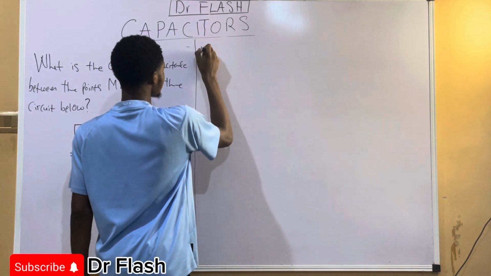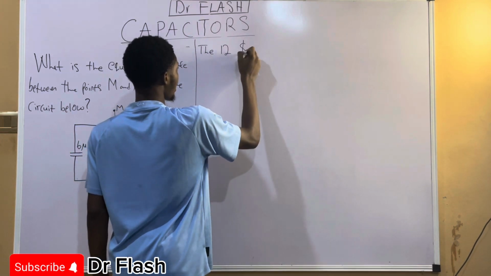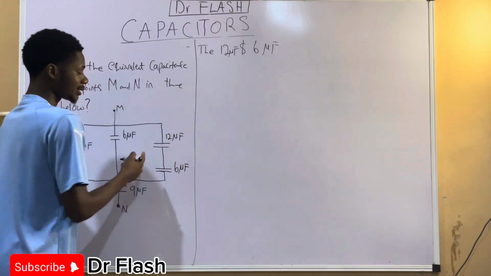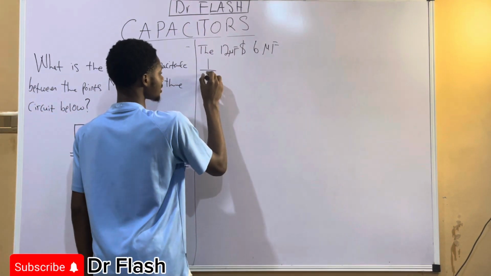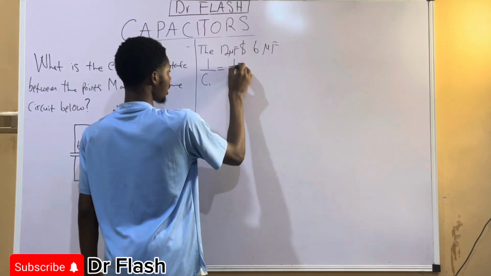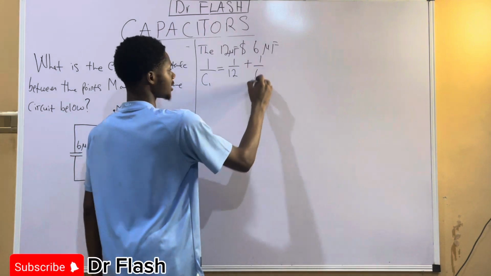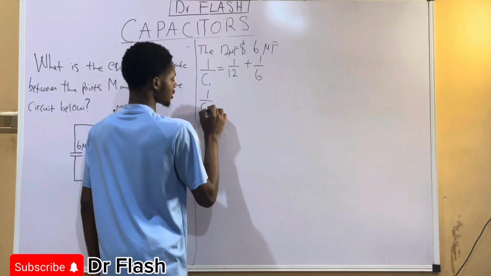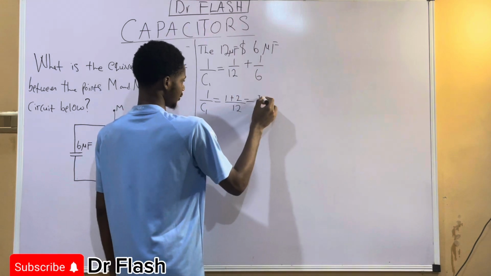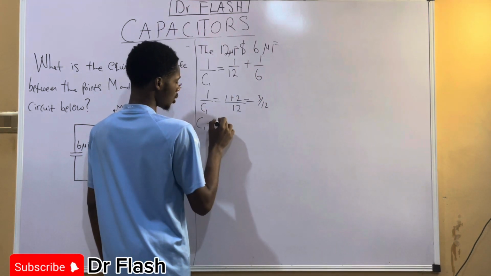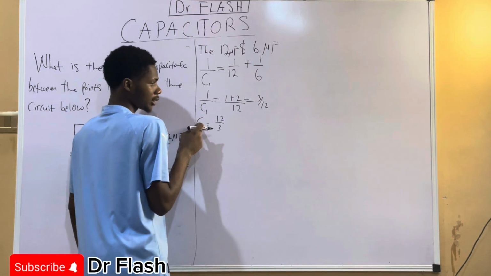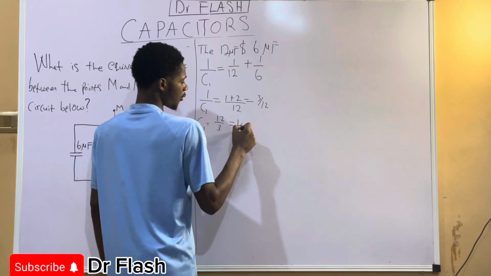The 12 and 6 microfarad capacitors are in series. To solve them, let's call the net capacitance C1. Because they are in series, 1 over C1 equals 1 over 12 plus 1 over 6. Adding these gives 1 plus 2 over 12, which is 3 over 12. Turning it upside down, C1 equals 12 over 3, which gives 4 microfarad.